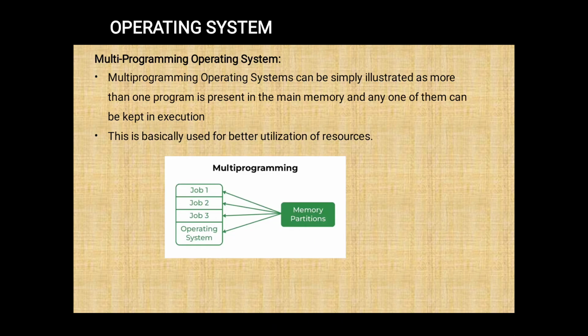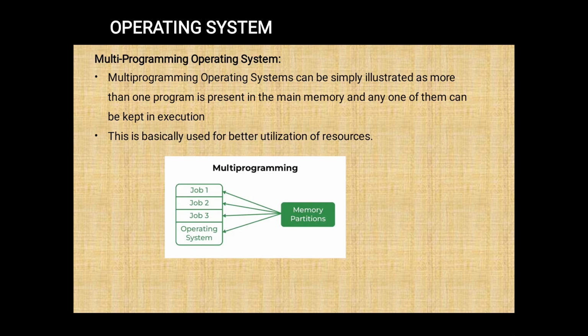So moving on to the next type of operating system, multi-programming operating system is simply illustrated as more than one program present in the main memory and any one of them can be kept in execution, which allows multiple programs to run concurrently on a single computer, sharing the same resources to execute the programs. Same resources means CPU, memory and IO devices. Mainly it is used for concurrent execution, resource sharing, context switches and process scheduling. For this purpose we are using multi-programming operating system.